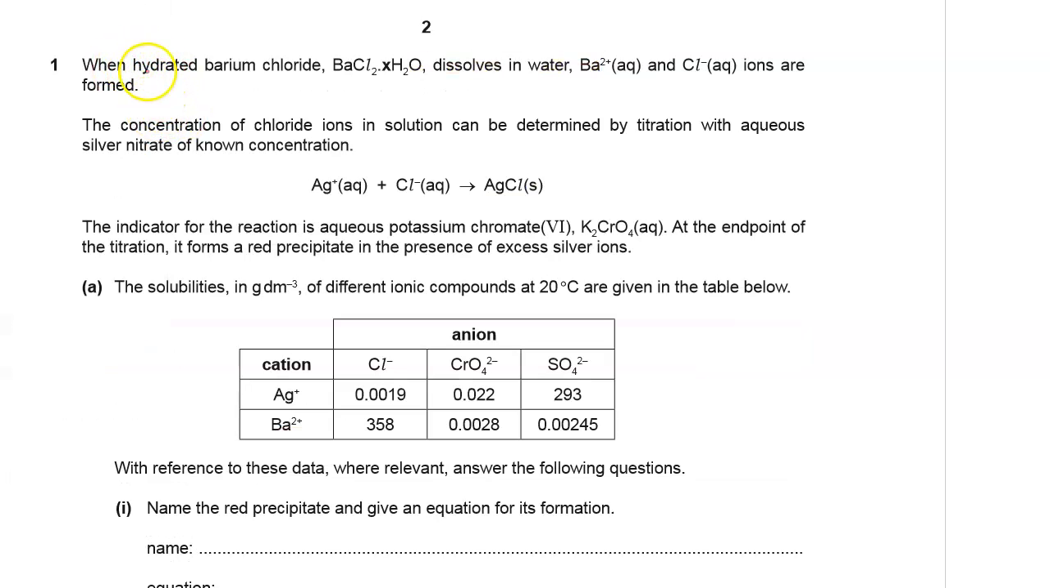Number 1, when hydrated barium chloride dissolves in water, barium ions and chloride ions are formed. The concentration of chloride ion in solution can be determined by titration with aqueous silver nitrate of known concentration. When silver ions react with the chloride ions, we get silver chloride, which is an insoluble salt. The indicator for the reaction is aqueous potassium chromate(VI).